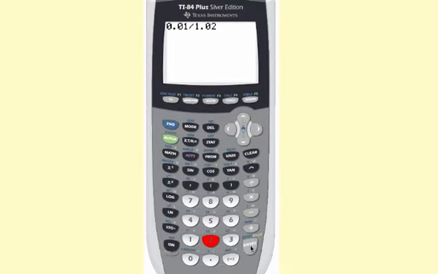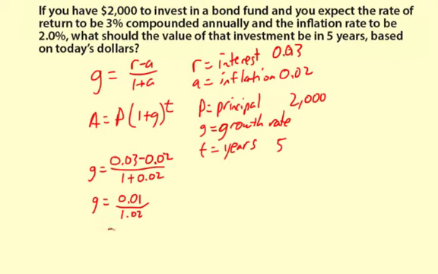0.01 divided by 1.02, 0.00980. That's not even 1%, and 1% growth is a little bit okay, but it's not very good. So I'm assuming the present value here won't be awesome, but let's go ahead and figure it out anyway. Now we're going to use this formula here.